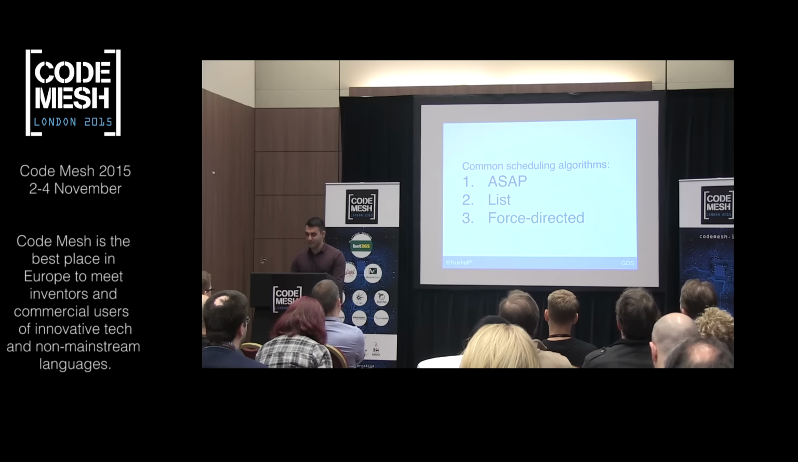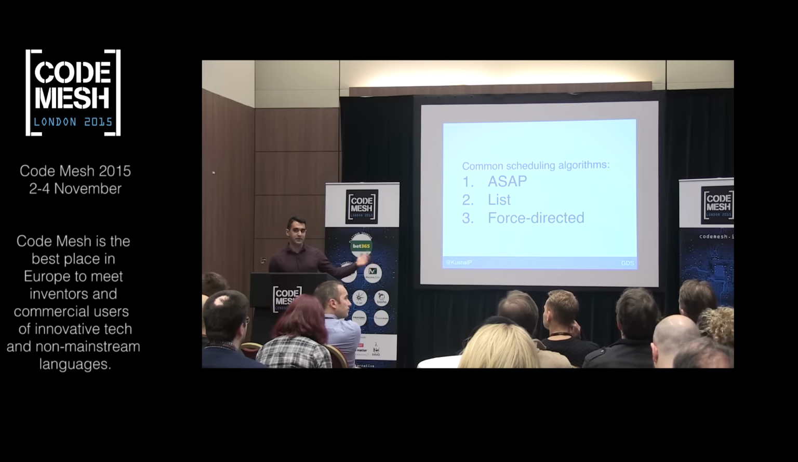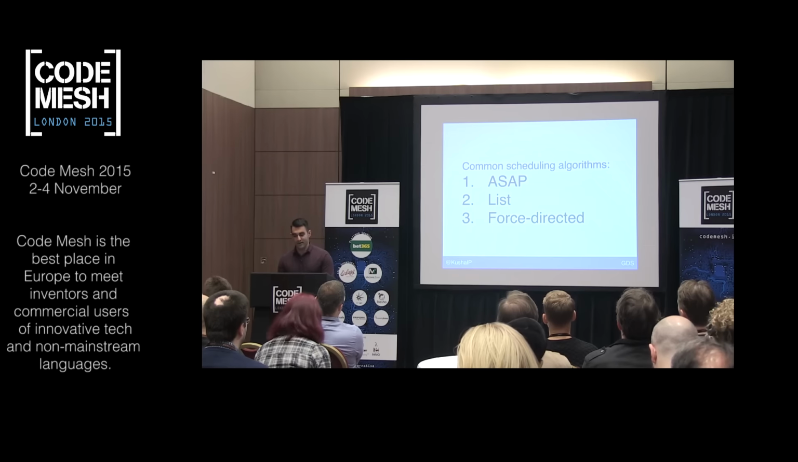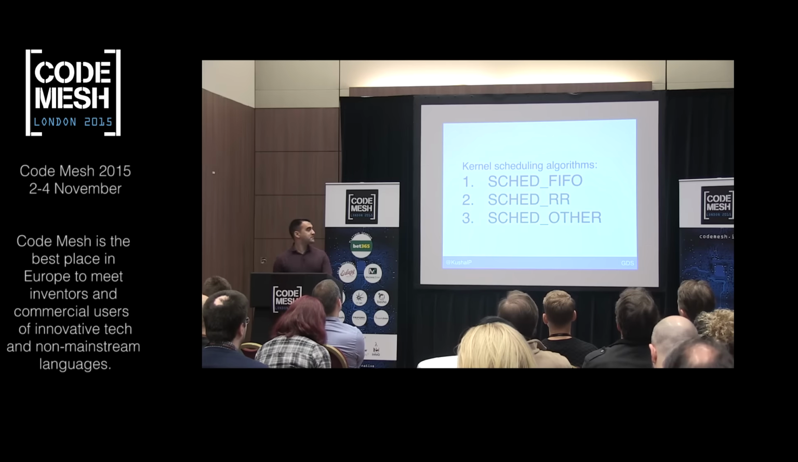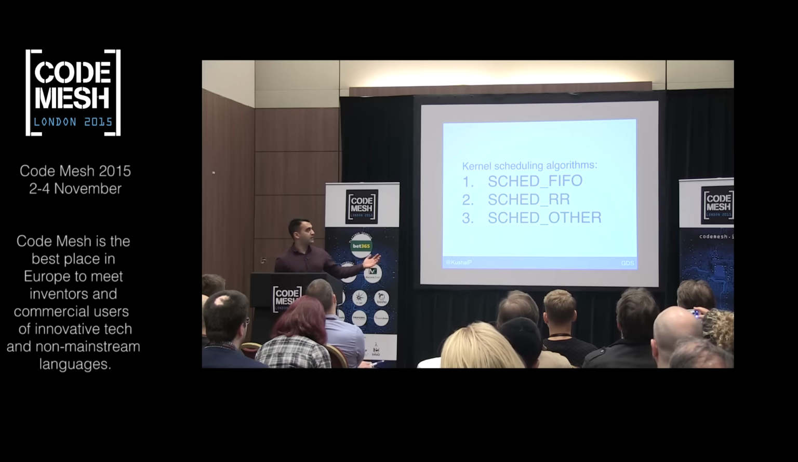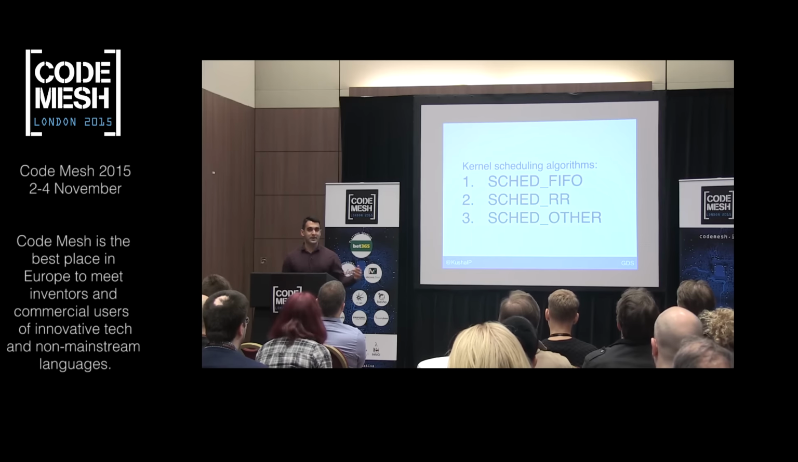But before, we saw some common scheduling algorithms: ASAP, list, and force directed. Well, these are the terms that are used in academic literature in the scheduling world, but they have counterparts in the kernel CPU scheduler. They have these names. SCHED_ is the prefix for things like FIFO, RR, and other. FIFO being first in, first out, RR being round robin, and other is userland.